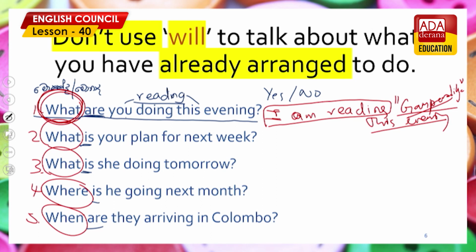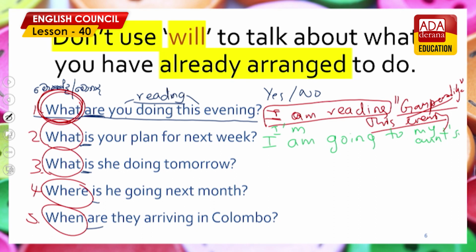Look at the second question. Now you have, what is your plan for next week? What is your plan for next week? So I'm talking about your arranged action. So what is your plan for next week? So, I am going to my aunt's. Saying I am going, I have arranged what I need to do before going there. So I have a plan, I've decided to go there and I have arranged things to go there. So I am going to my aunt's. I am. You can say I'm also, you know, the contracted form. I'm going. So now I'm talking about something I have planned.